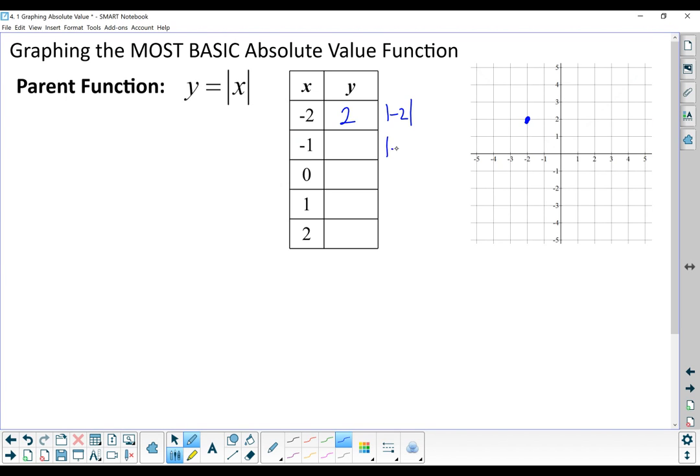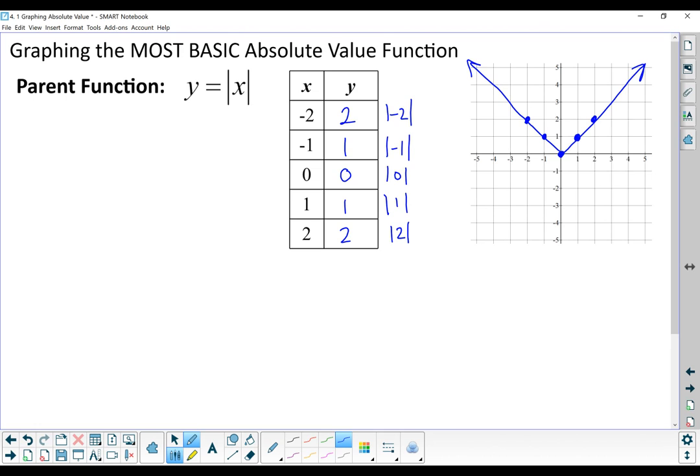If I substitute negative 1 into that function and take the absolute value, I get positive 1. So here's our next point. And we could continue subbing all the way down our table. Absolute value of 0 is 0. Absolute value of 1 is 1. And absolute value of 2 is 2. So here are the 5 points that we found on our table. So if we connect those points, we see that we have a graph that has the shape of a V. An absolute value graph has a V shape.